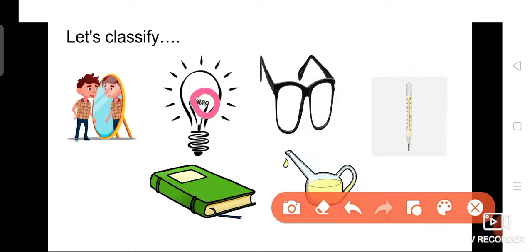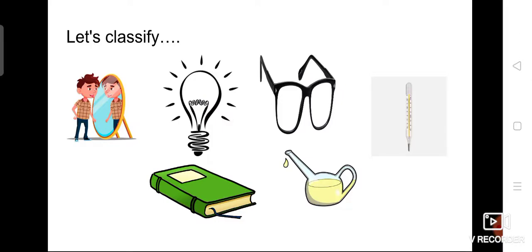What about spectacles? If you wear spectacles, you can see the objects which are present in front of you. So that is also transparent, isn't it? Thermometer, transparent. What about a shirt? So shirt is not given. Okay, take a book. If you just see the book, is the book transmitting the light or what? No, it is not transmitting the light. So it is an opaque object.